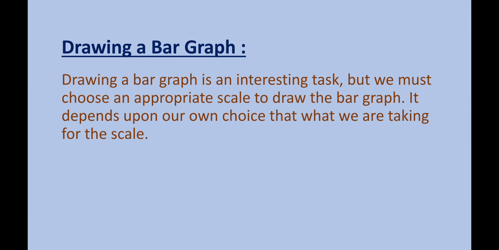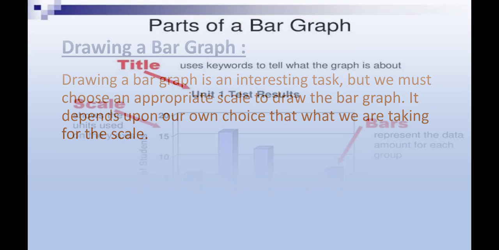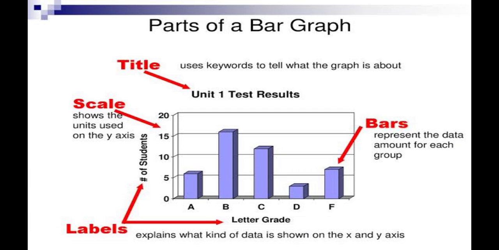Drawing a bar graph is an interesting task, but we must choose an appropriate scale to draw it. It depends upon our own choice what we take for the scale. This is the same scale we used in the pictograph, where we took a picture that represents some amount of data. Here also we have to select a unit that represents a particular amount of data to draw the bar graph. So here are the parts of the bar graph.